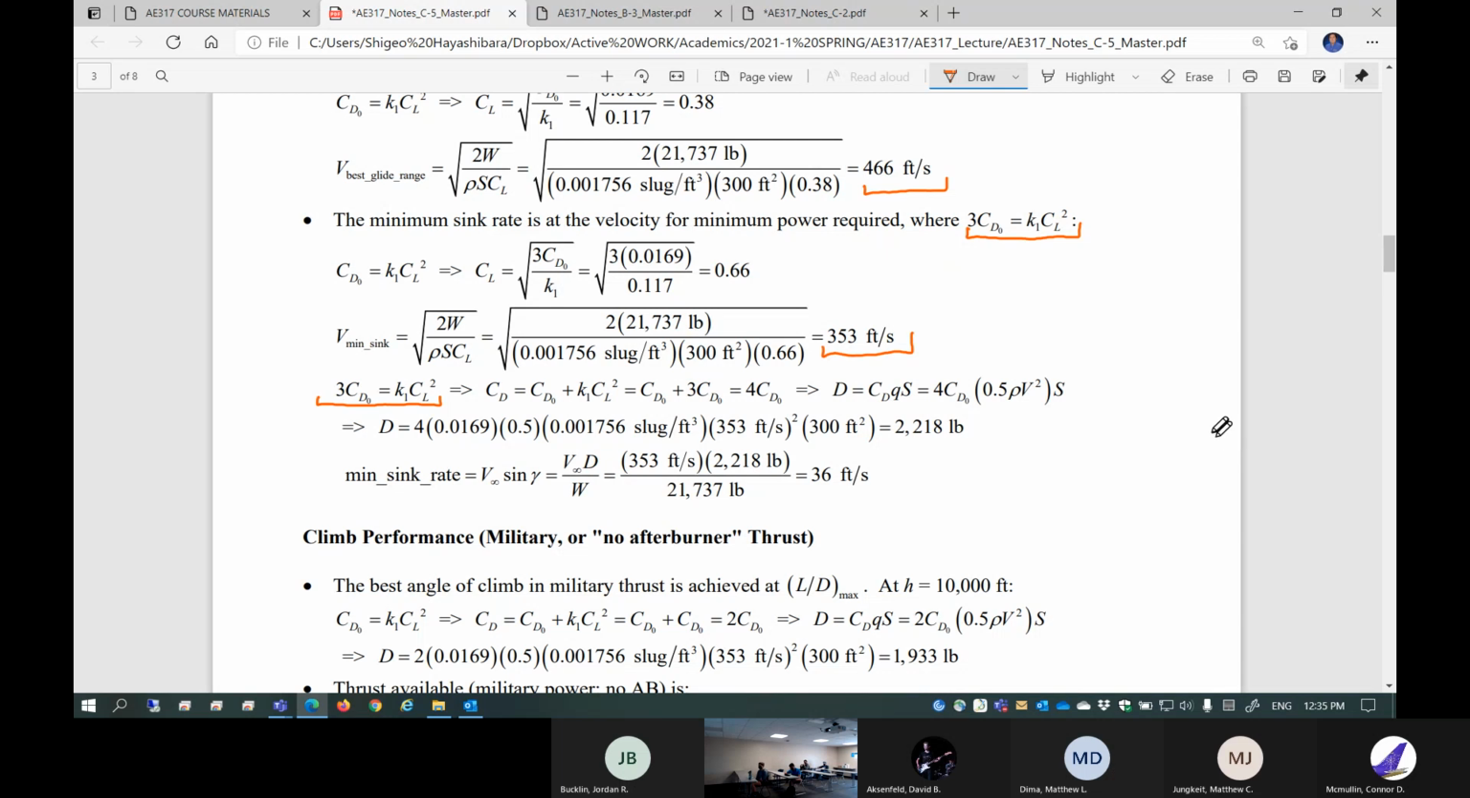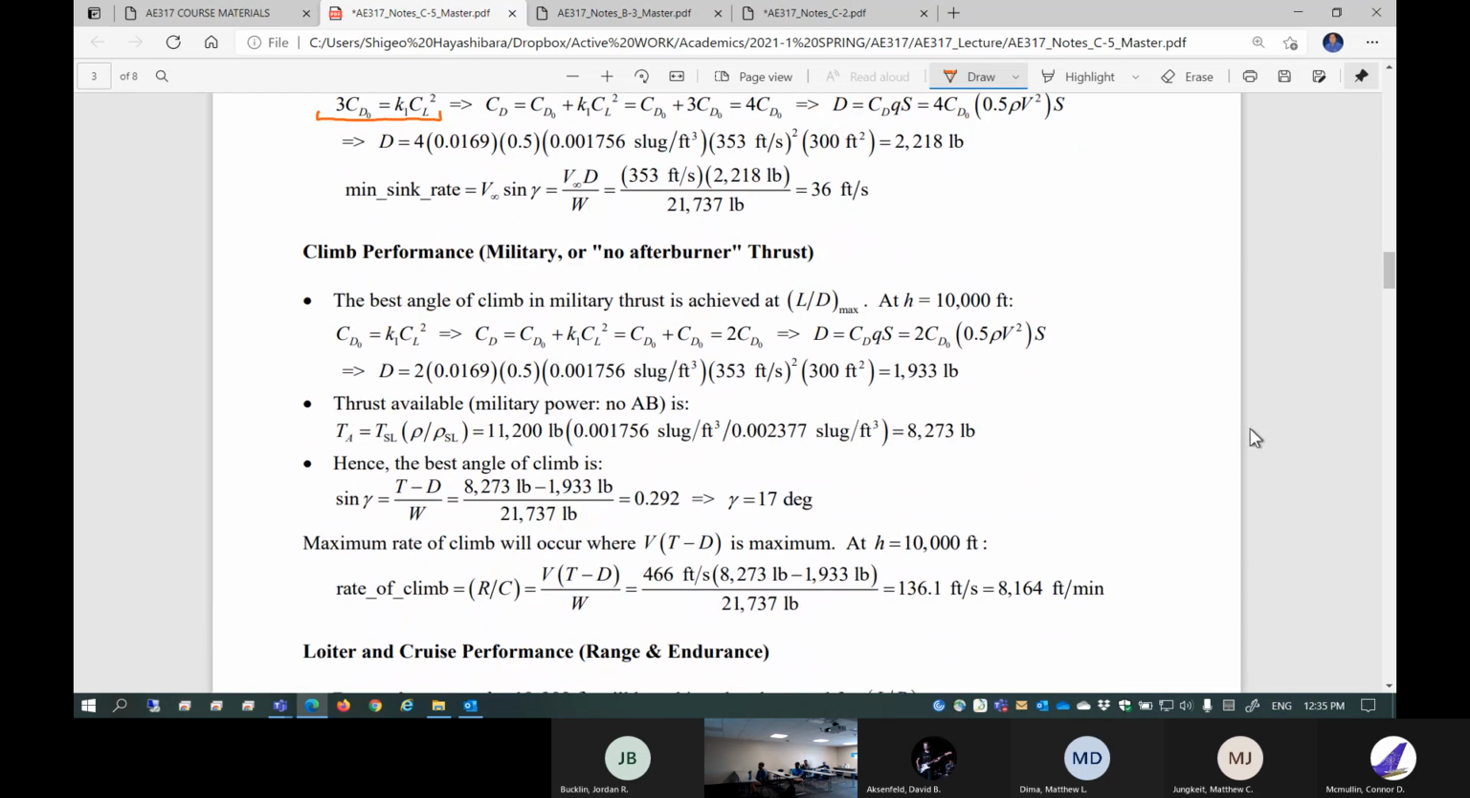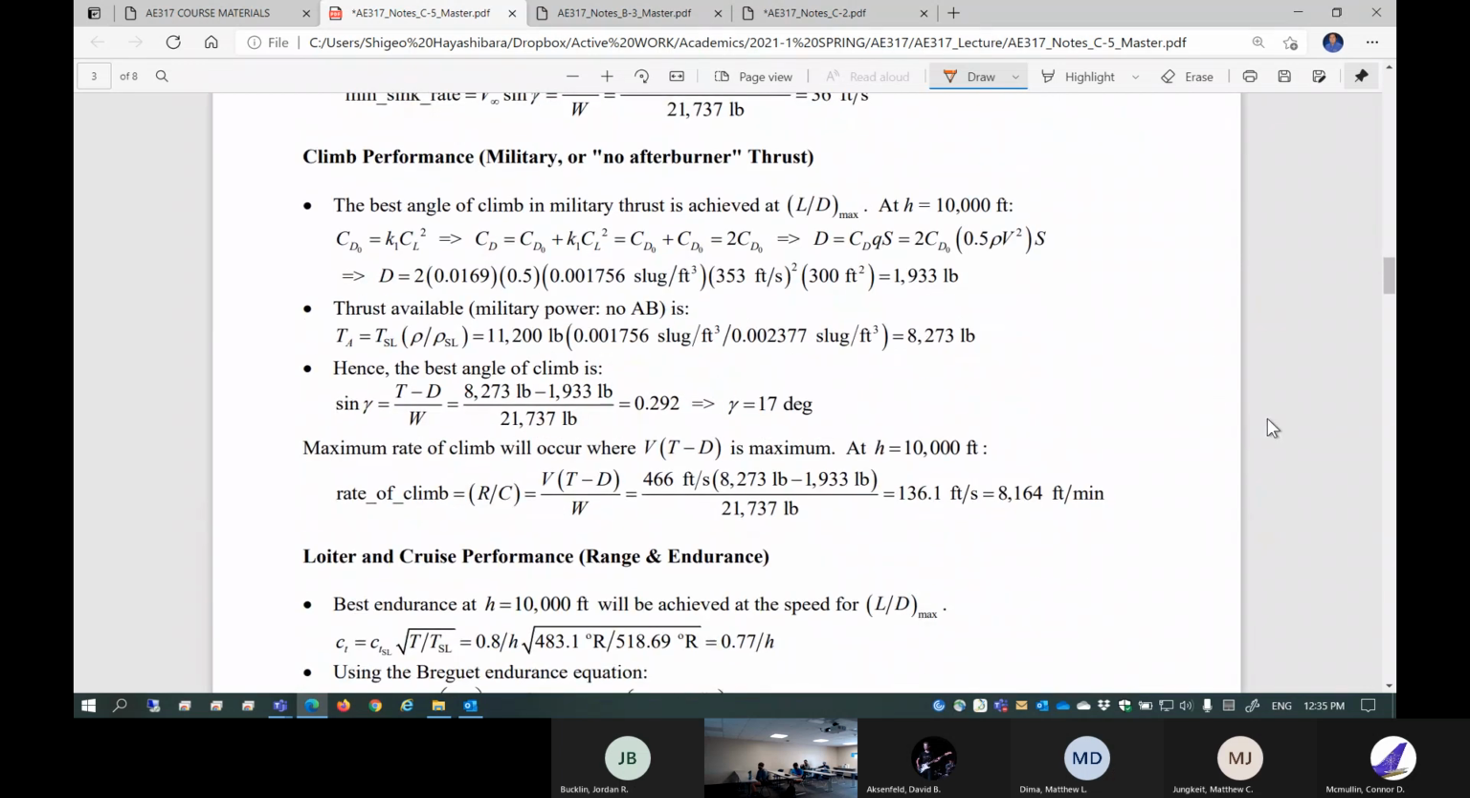Okay. Then compare against your initial requirement. Does this design actually satisfy your initial requirement? Or even though this is not the requirement, you can actually find out, okay, this is how much the airplane can perform. Okay, either way. Next is the climb performance. Obviously, if you have afterburner, you need to consider the thrust available with afterburner on and off. Okay, so one is dry, one is wet.